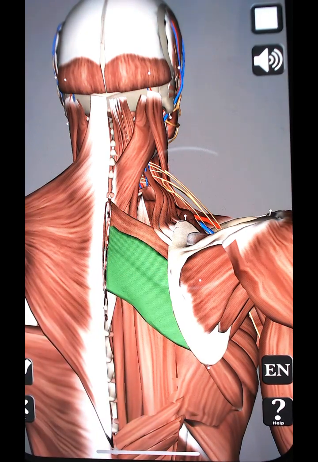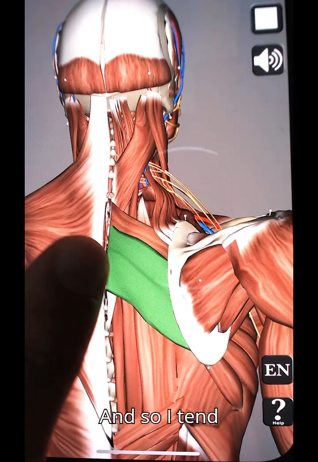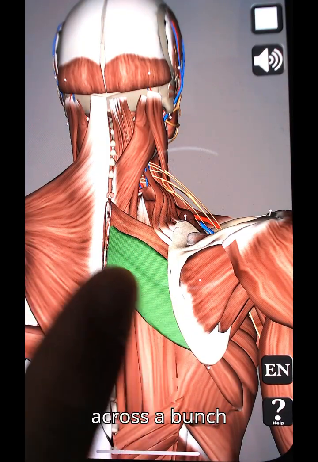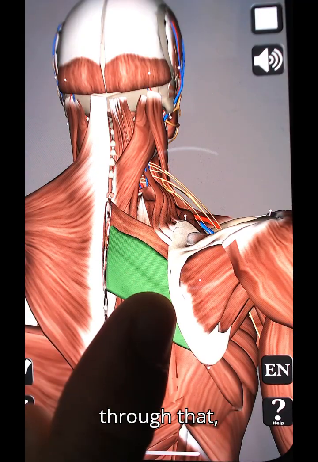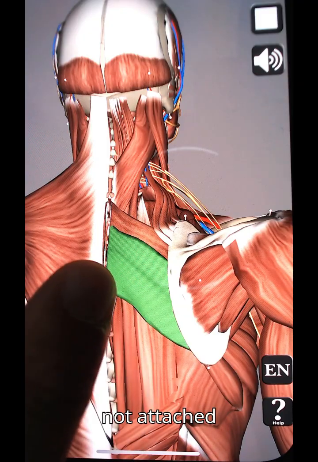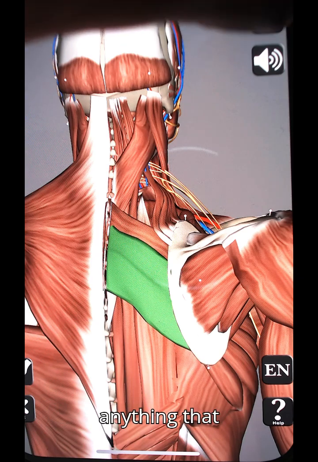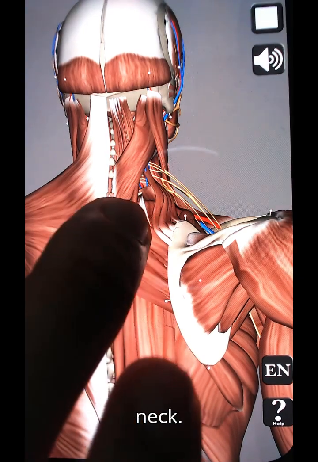I'm not a huge fan of the rhomboid major affecting the neck, but I have noticed that when people try to rotate their neck from time to time, when they start getting hinks in the neck, they say they feel it right here. And so I tend to massage, and sure enough, I'll run across a bunch of knots going through that, but it's not on my list today of my top 20 muscles that are affecting the neck, and it's not attached to the neck; it's attached to the scapula. But as I have that rule, anything that attaches to a scapula can affect the neck.